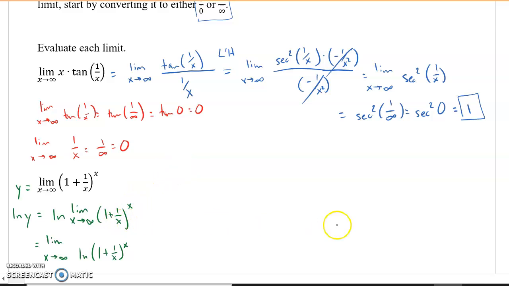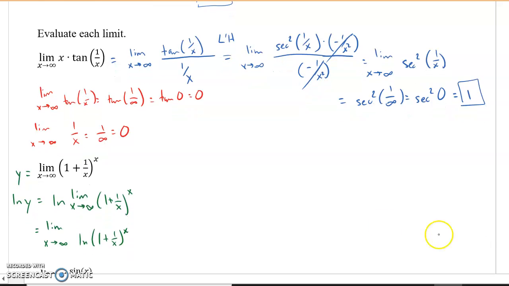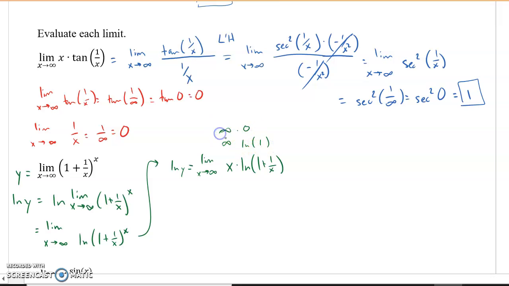Why would we do that? Because we can expand using properties of logarithms. We can say that the natural log of y equals the limit as x approaches infinity. Well, the whole point of this was to pull this exponent out front: x times the natural log of 1 plus 1 over x. All right, so now we've got infinity, and then we've got the natural log of 1 plus 0. Oh, well, the natural log of 1 is 0. So this is infinity times 0, so that's an awful lot like this one right here.